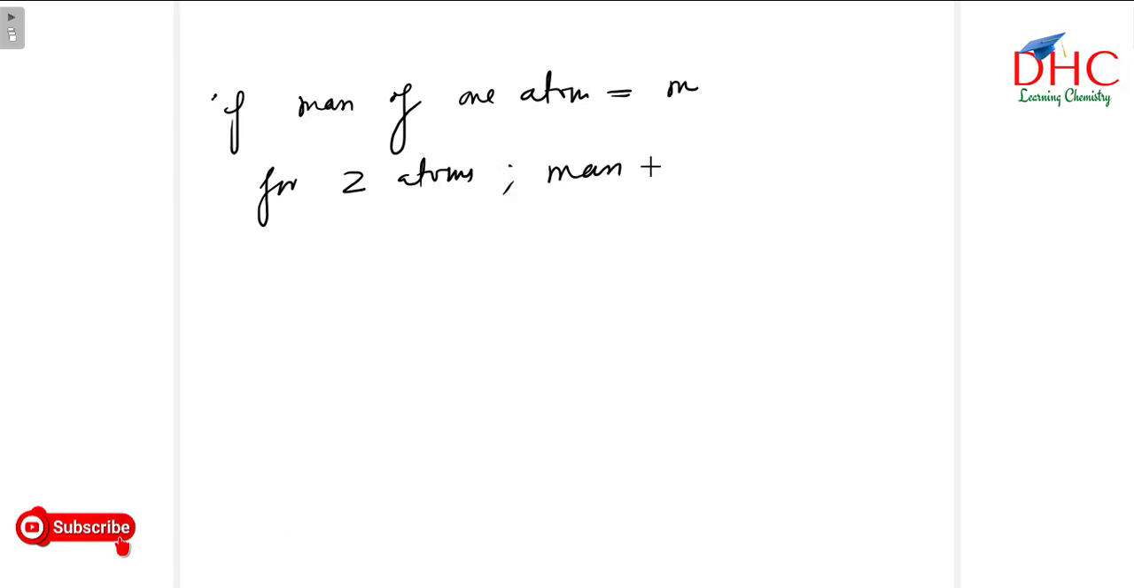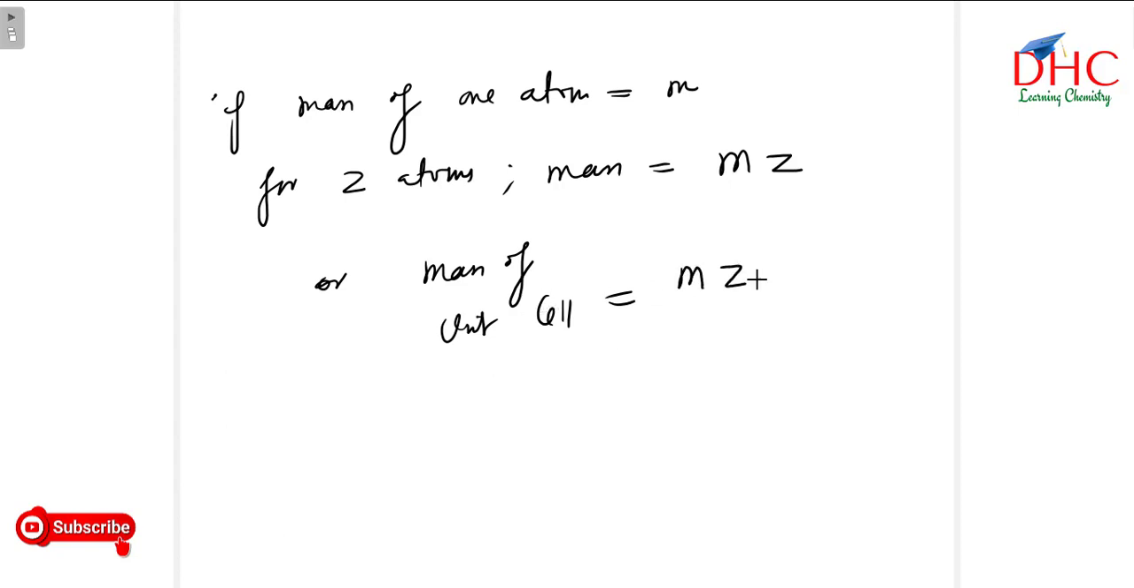If mass of one atom is equal to m, we do not know how many atoms are in that unit cell. Let's consider that the number of atoms in that unit cell is z. So for z atoms, mass will be equal to m times z. Mass of one atom is m, z is the number of atoms, so total mass of unit cell will be equal to m into z.